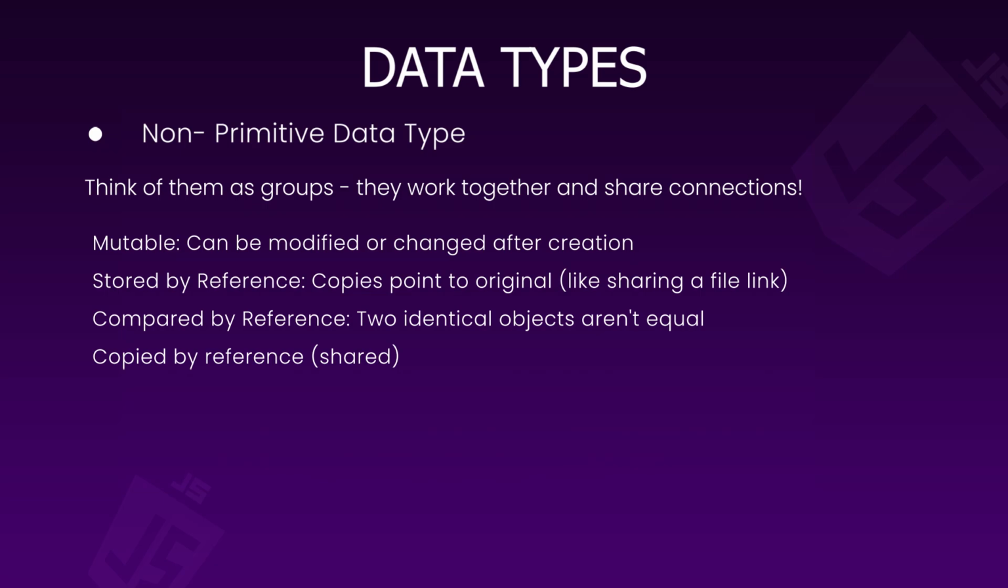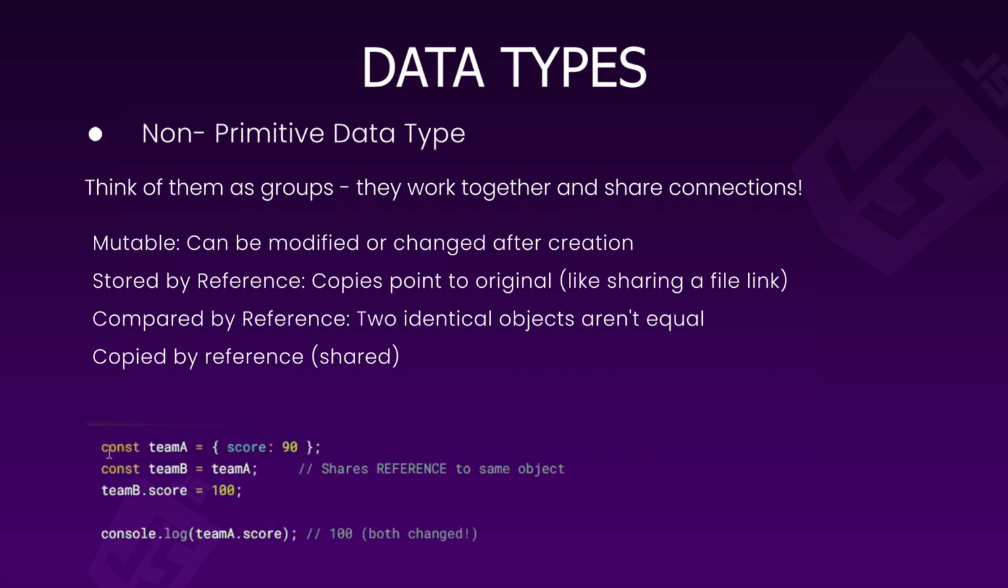The mutability of non-primitive types is this. I declare a variable team A, which is an object that has a property score of 90, and team B is equal to team A. And when we do team B dot score equals 100, and you console log team A dot score, the value of team A dot score will also be 100. That is because they reference the same object in memory.